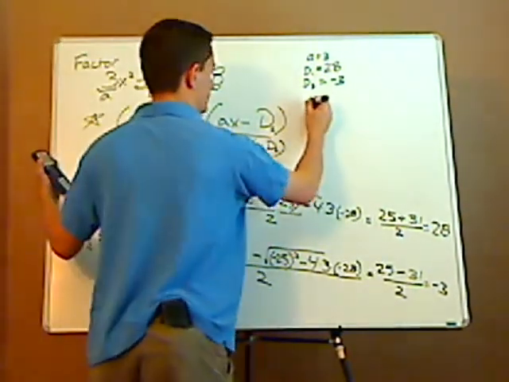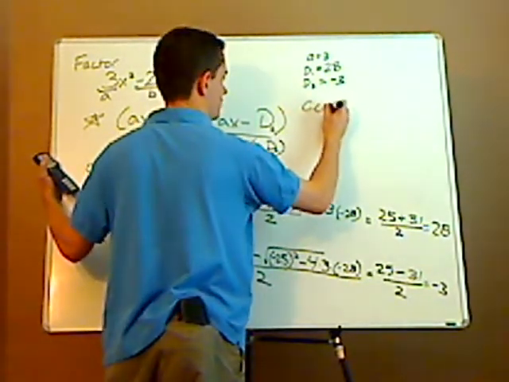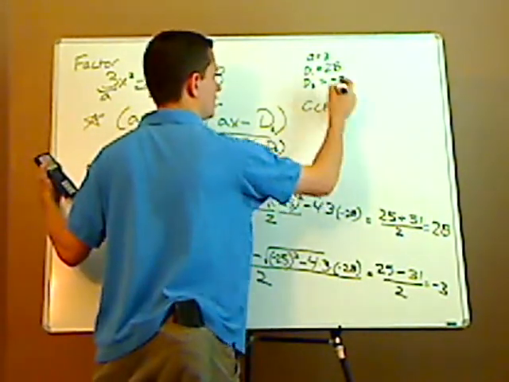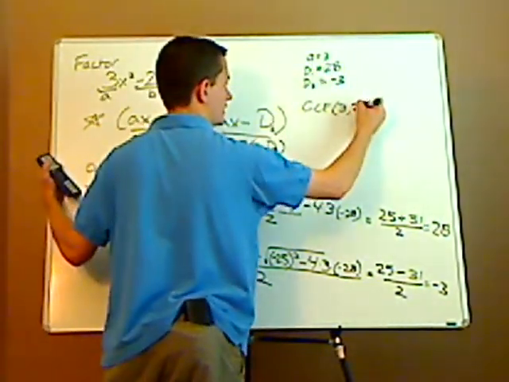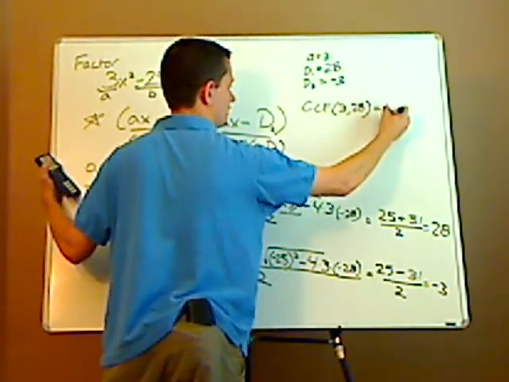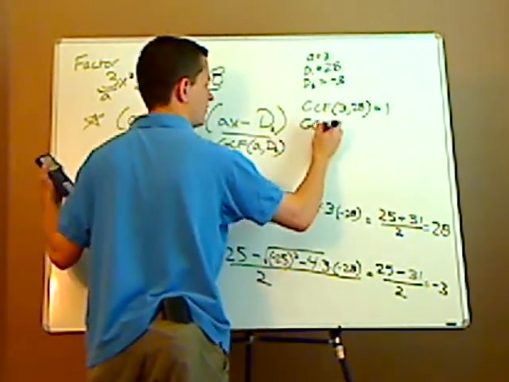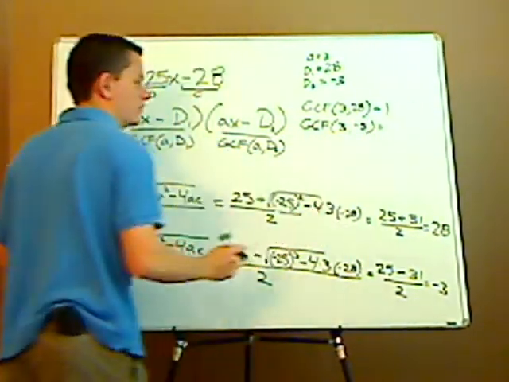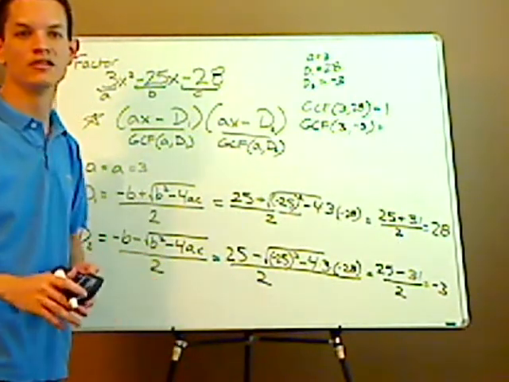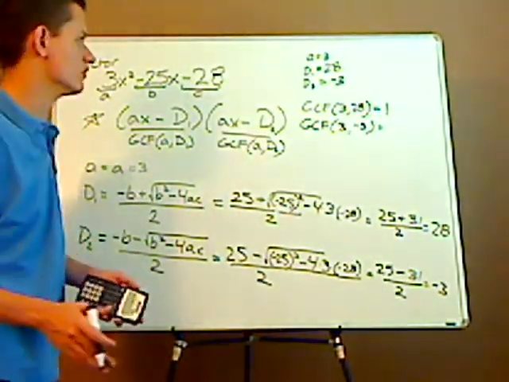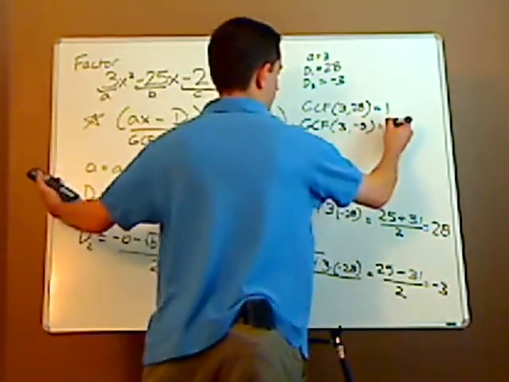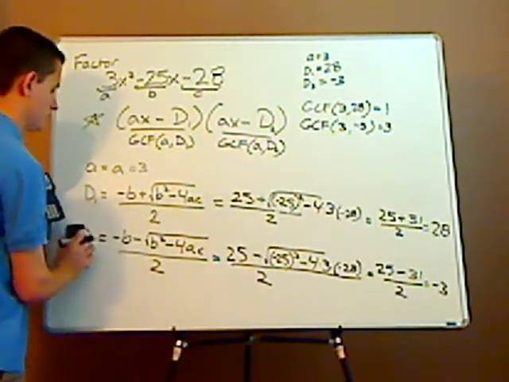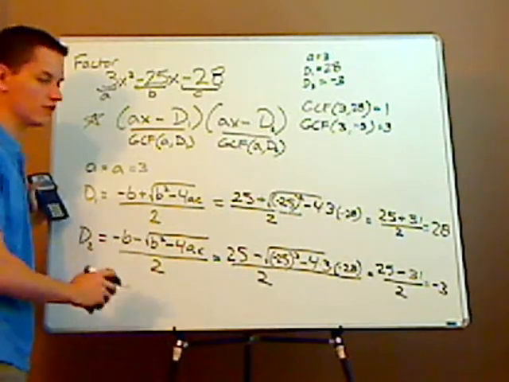So next, what I have to do is find the GCF. I have to find the GCF of A, which is 3, and D1, which is 28. That's going to be equal to 1. The GCF of 3 and negative 3, I'm going to ignore the signs, and so the greatest common factor of those would be 3. And so I'm going to simply erase this. I already did all this work out. If you need to, pause the video and write all this down.